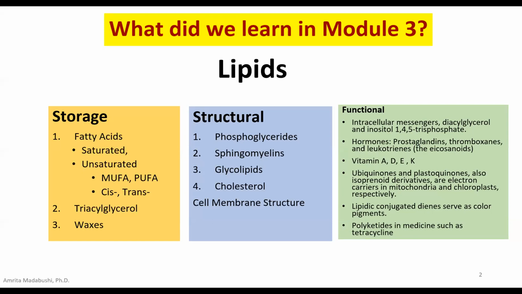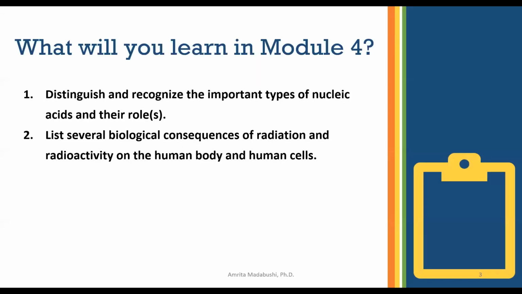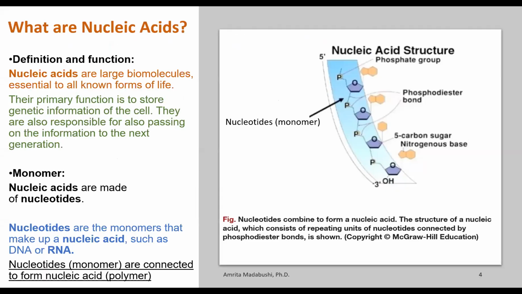As you finish that, we are now going to move over to module 4, where we will learn different types of nucleic acids and their role in making sure that cellular information is stored properly, and what will happen if for any reason they are damaged in any possible way. Okay, so this is what we are going to learn in module 4.